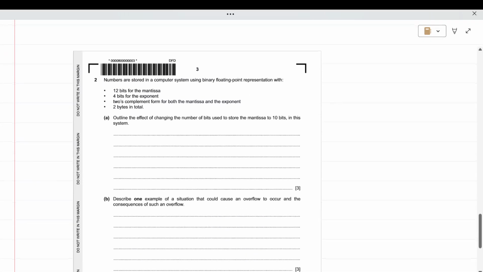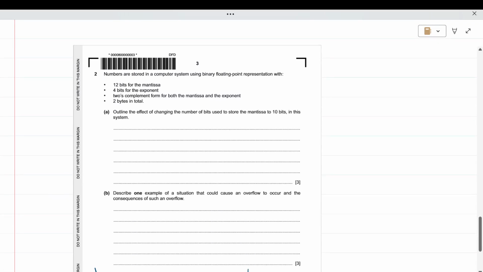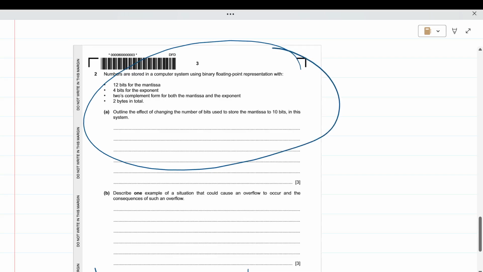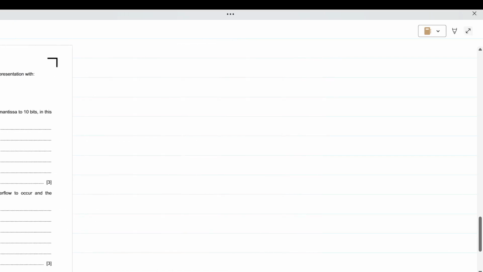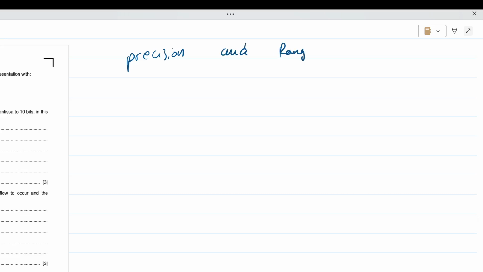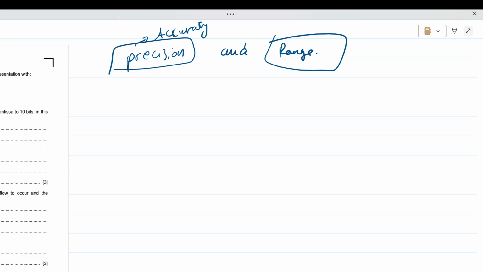Now look, before I even talk about this question, there is one thing I must mention, and that is these two words: precision and range. Sometimes the word accuracy is also used, but mostly precision is used in the marking scheme, right? So precision and range. What are these two things?